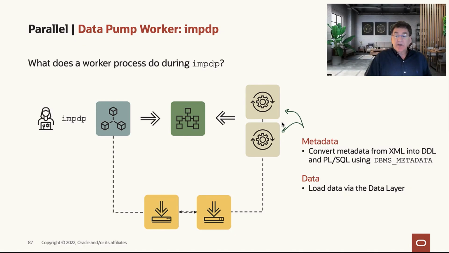Now, a worker process may use the dbms_metadata API to convert metadata to DDL and to PL/SQL for import. A worker process may also use the data layer to load or import the data. A network mode import uses the dbms_metadata API to convert the source database metadata for execution and move the data to the target database.